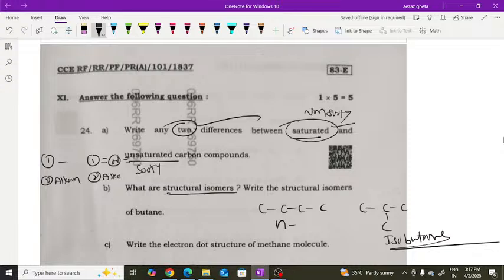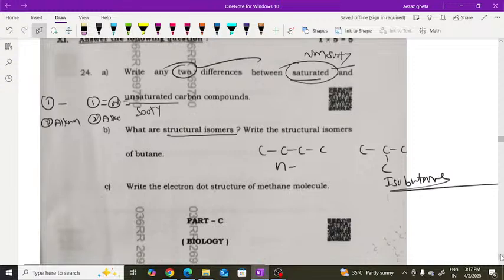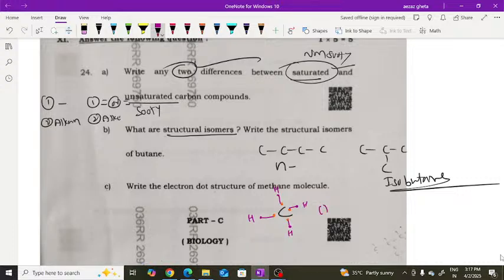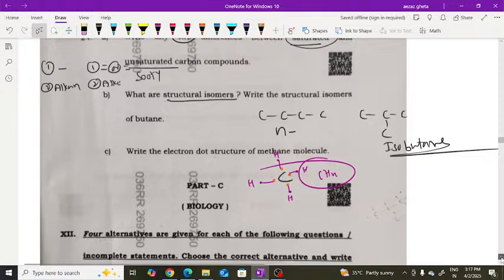Electron dot structure of methane. Methane molecule: this is carbon here, and dots here. Carbon valence is 4, so 4 dots will come here. Here will go with hydrogen, here with hydrogen, here with hydrogen, and here with hydrogen. This is CH4, guys. Done. Right, 5 marks. Such an easy question.